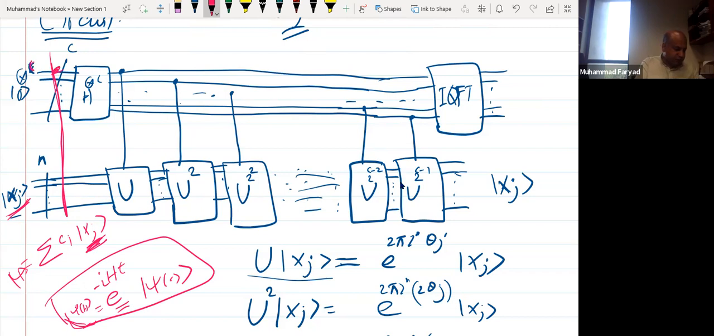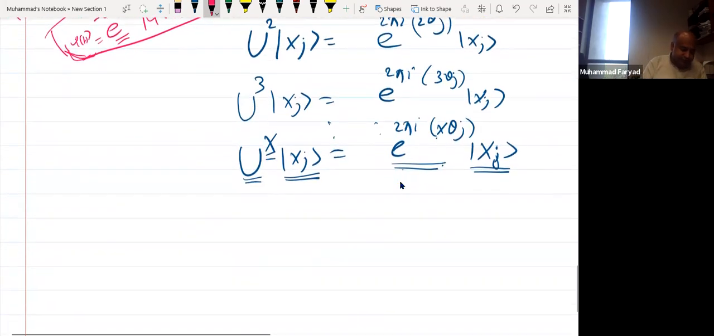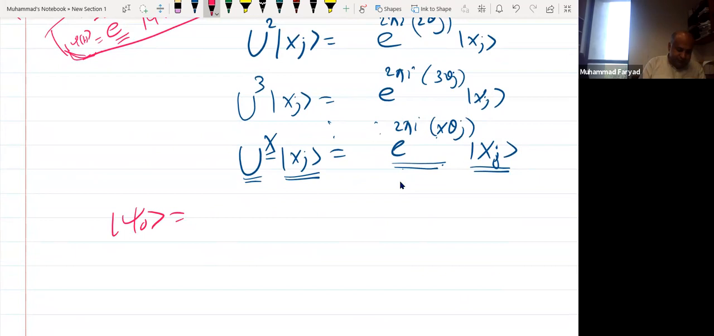So this is a 0 state which requires C qubits, and this is the eigenvector state which requires N qubits. So our starting situation now is this. Let's say psi naught is starting in the eigenvector state xj tensor with state 0.